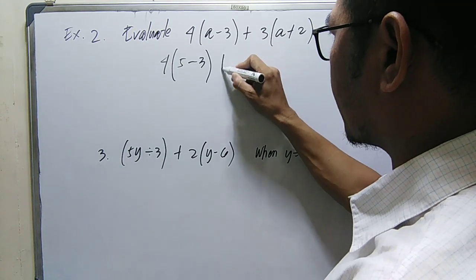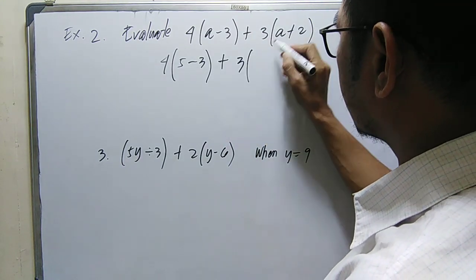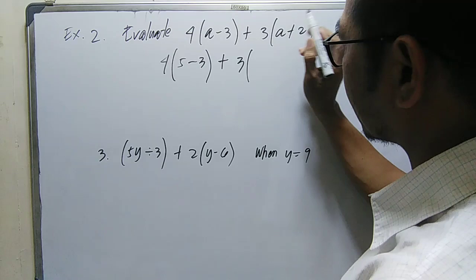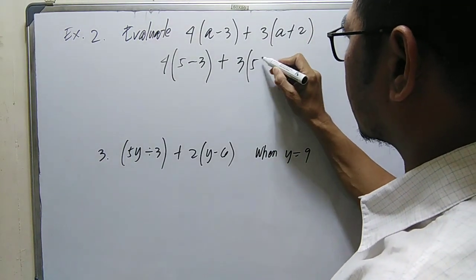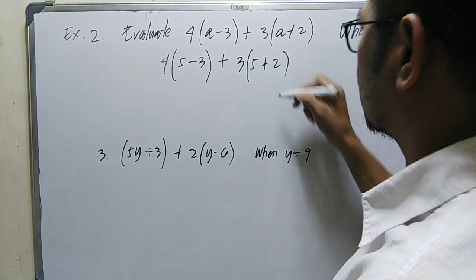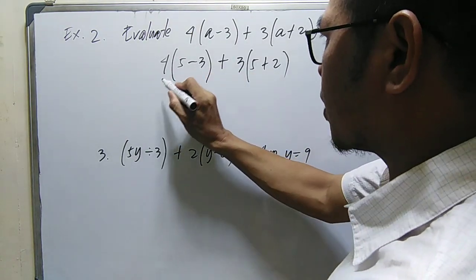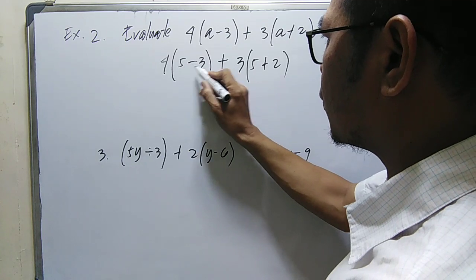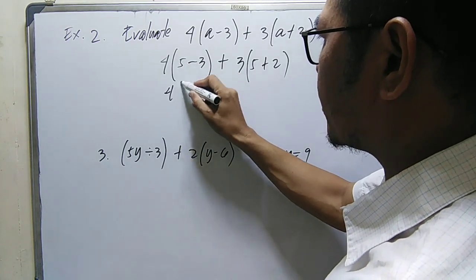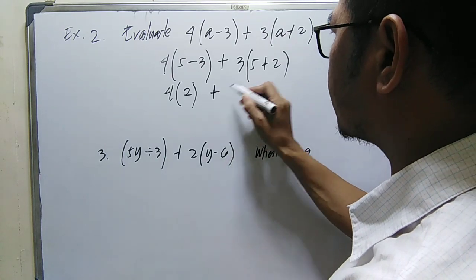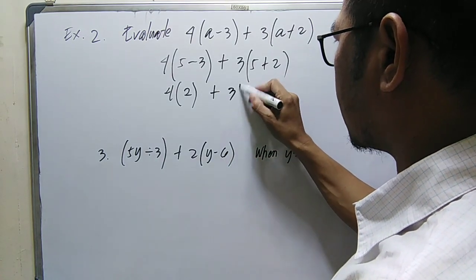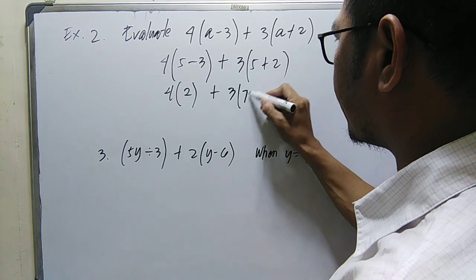Si plus, kopyahin natin yan. Kopyahin natin si 3. Then si a, alisin natin to. Papalitan natin ng 5. Kasi a is equal to 5. Ayan. Plus 2. So, ngayon, huwag muna natin i-multiply yan. Kunin muna natin yung difference nito. So, 5 minus 3 is 2. Plus, kopyahin muna natin si 3. 5 plus 2 is 7.